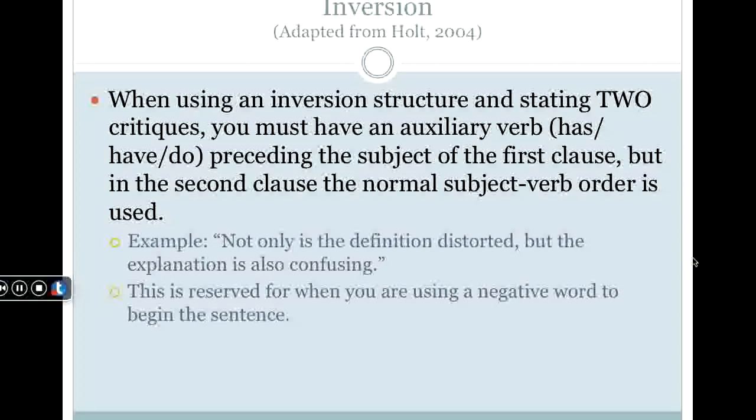So here's another example that says, "Not only is the definition distorted, but the explanation is also confusing." So here we have not only, so this is negative, right? This is reserved for when you're using a negative word to begin a sentence, like not only. But similar to the previous example, we have the verb here, is, and then we have the definition, which is the subject.